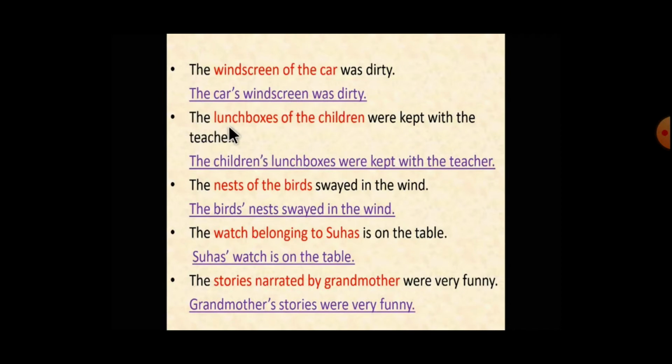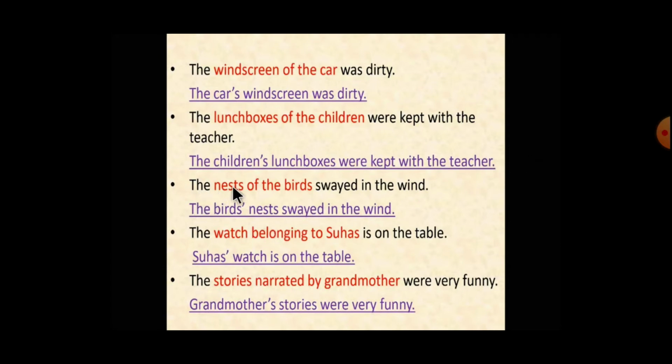Second one, the lunch boxes of the children were kept with the teacher. So here we have to convert these lunch boxes of the children into the possessive form. So the children's lunch boxes were kept with the teacher. Here children is a plural form, but the last letter is not s, n is written. So we have to follow the rule which is regular for the singular noun. We have to put the sign of apostrophe and then s and then the other words followed in the sentence. So the children's lunch boxes were kept with the teacher.